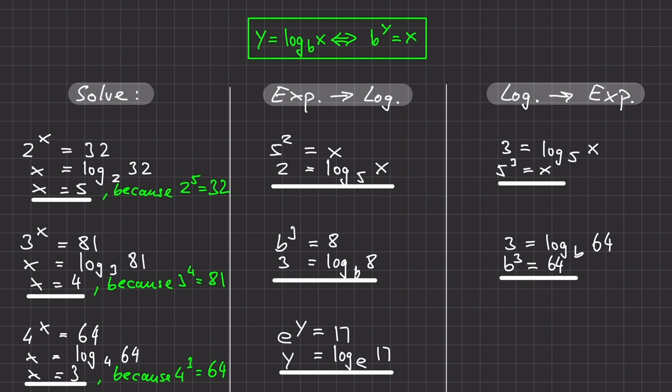Let's do one more example. x equals log base y of a. y is the base and the x becomes the exponent. So we get y raised to the power of x equals a. We can memorize y raised to the power of x equals a, b raised to the power of 3 equals 64, 5 raised to the power of 3 equals x, b raised to the power of y equals x.